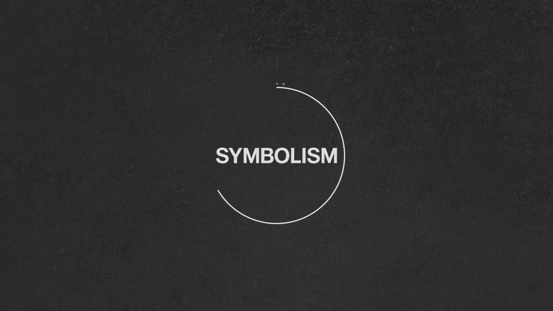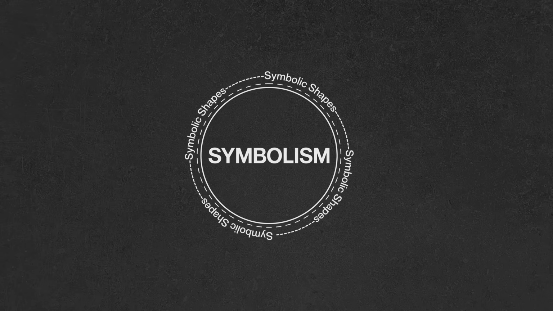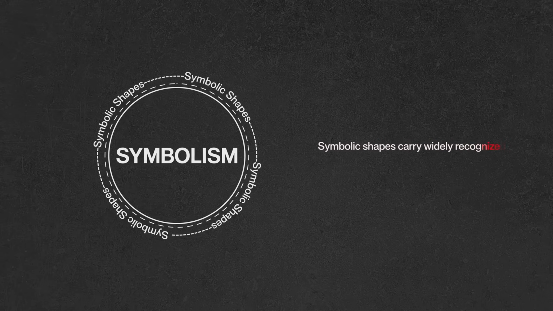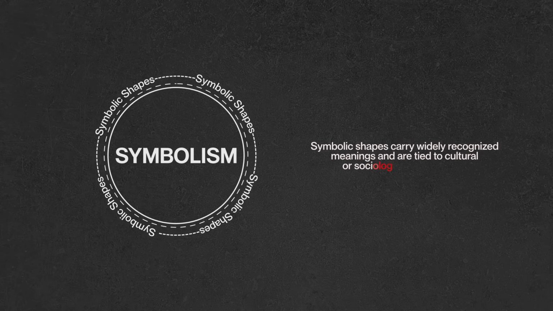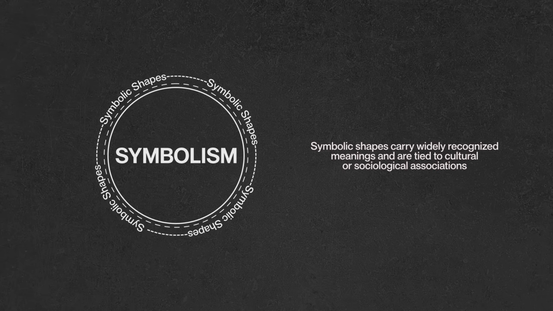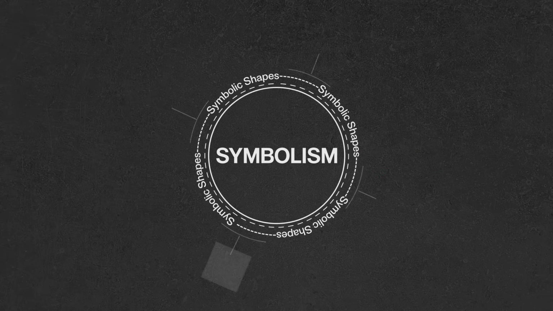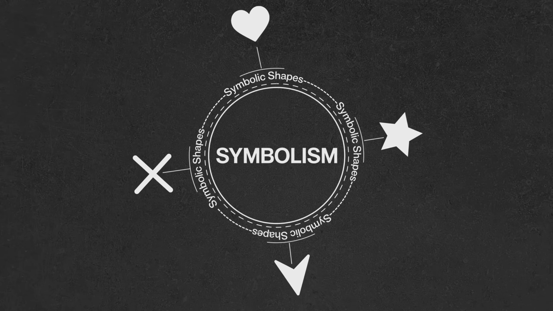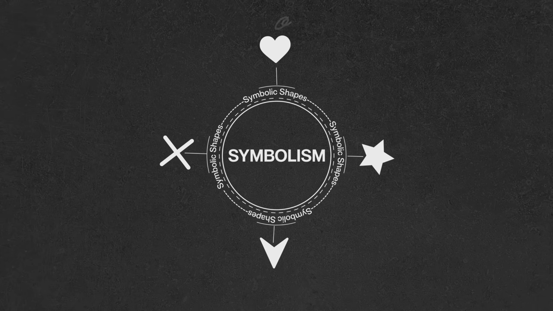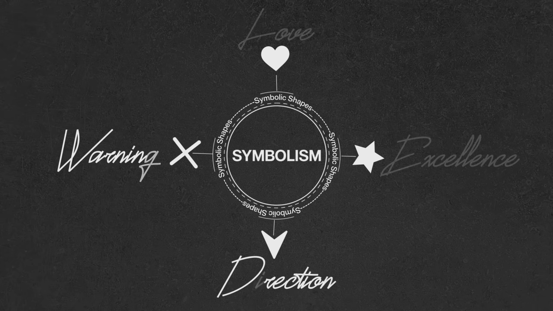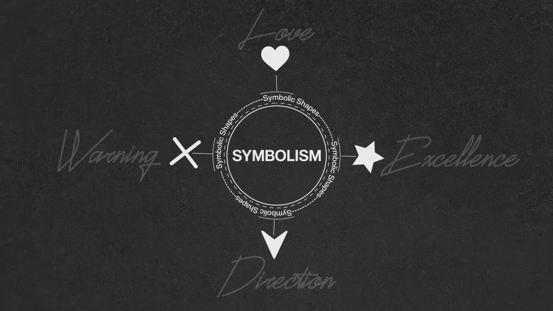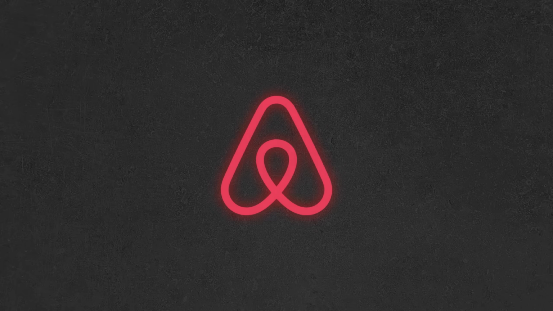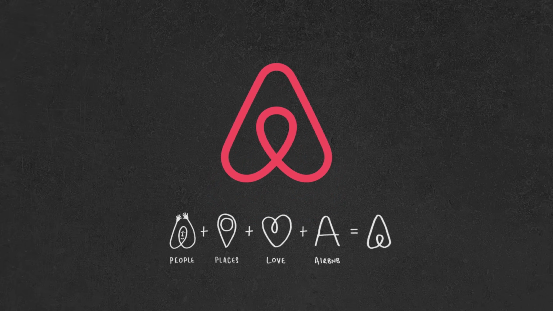Now, one really important part of graphic design is symbolism, and that's where symbolic shapes come into play. Symbolic shapes carry a widely recognized meaning, and are often tied to cultural or sociological associations. So things that are literal such as hearts, stars, crosses, arrows, etc. In graphic design, they bring immediate associations and clarity, like hearts for love or stars for excellence. This can be incorporated into concepts for any kind of design. For example, the heart shape in Airbnb's logo symbolizes belonging and feeling at home, and this aligns with their brand mission.